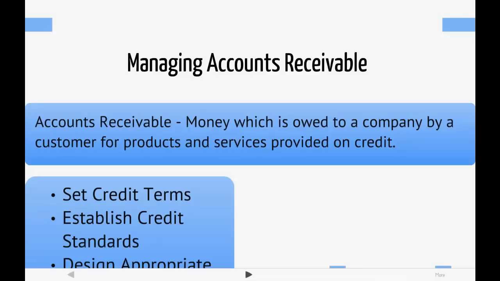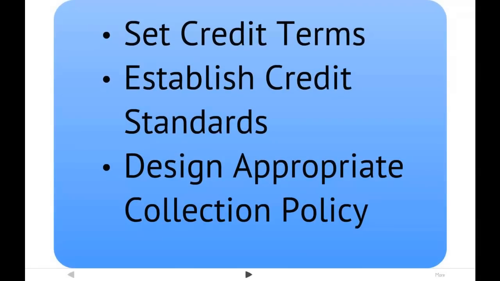So the quicker that a company can convert those accounts receivable into cash, the more favorable it's going to be from a financial standpoint. Because remember, the promise to pay is not the same thing as having cash on hand. I can't do anything with a promise. And so what companies try to do is they try to manage accounts receivable so that they can turn those into cash as quickly as possible so they can actually do things with it. So what are some things that they can do?